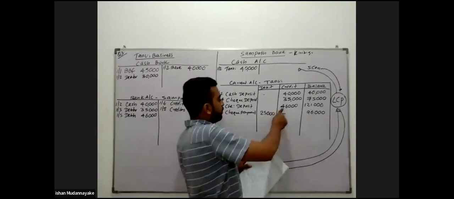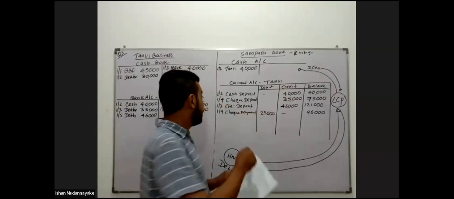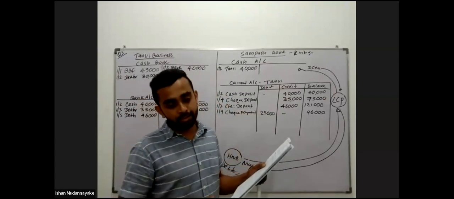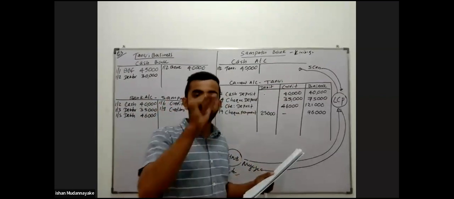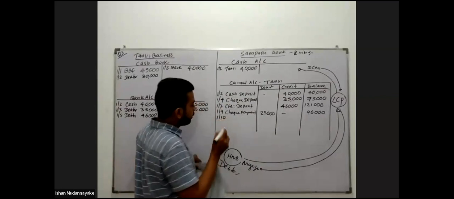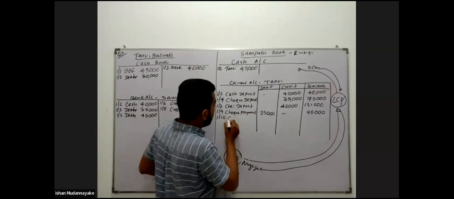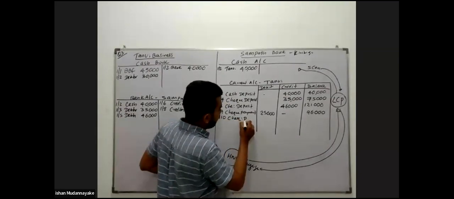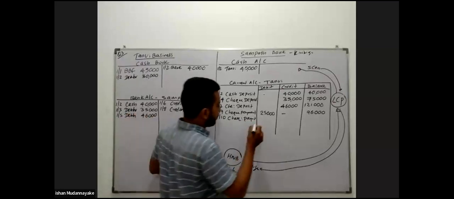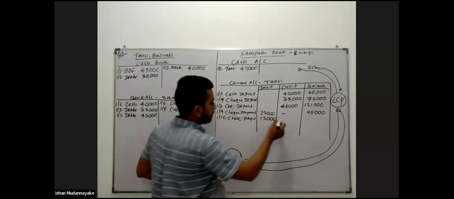This 46,000 realized on 7 January. Realized date 7 January. Here, presented date 9 January. Cash paid date is the presented date. Technical term is presented date. Then here 10th January, check payment 15,000.